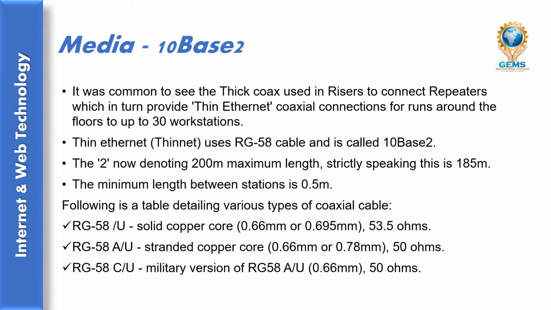Following is a table detailing various types of coaxial cable. Here RG58/U coaxial cable has a solid copper core, 53.5 ohms. RG58A/U has a standard copper core, 50 ohms. And RG58C/U is the military version of RG58A/U, also 50 ohms.